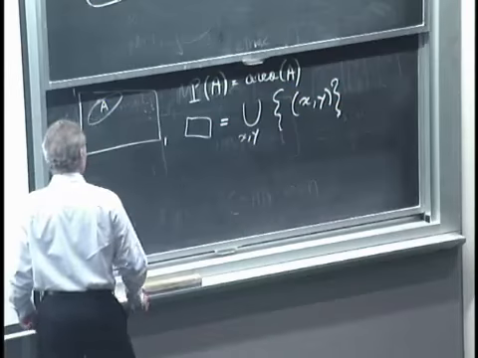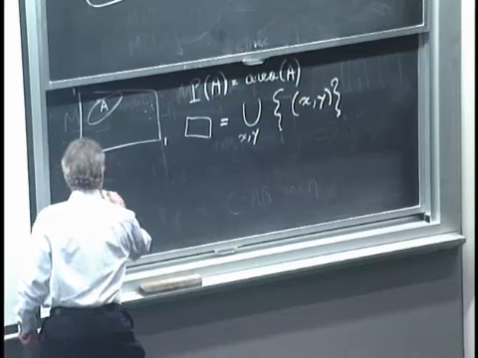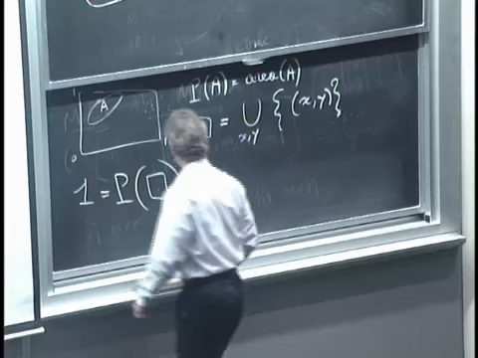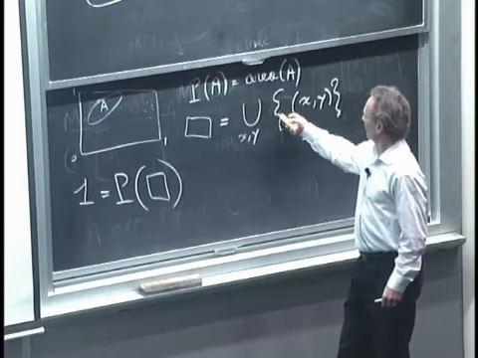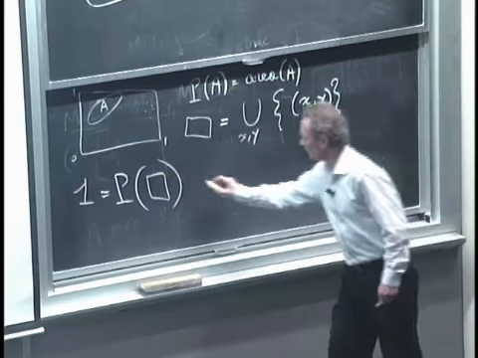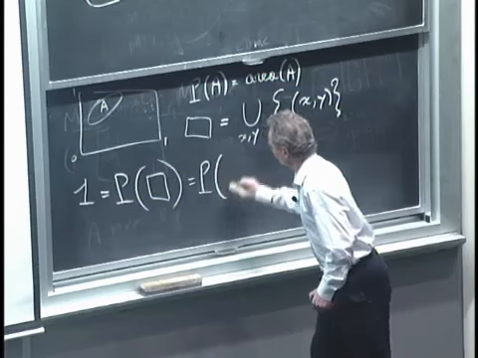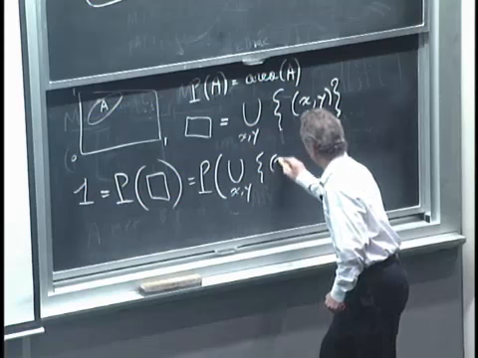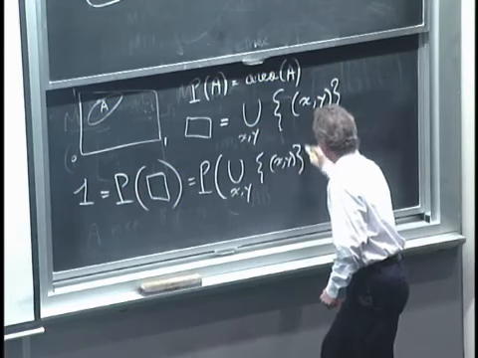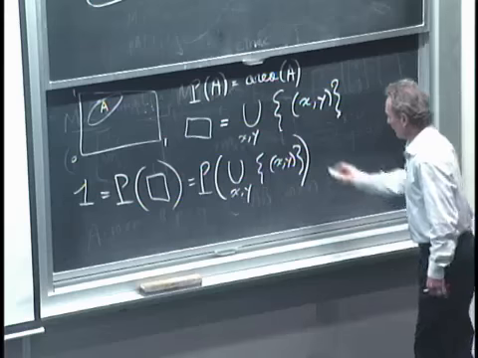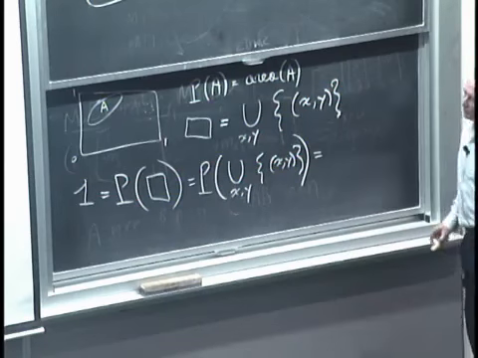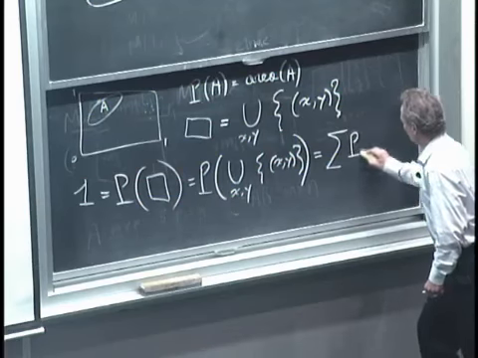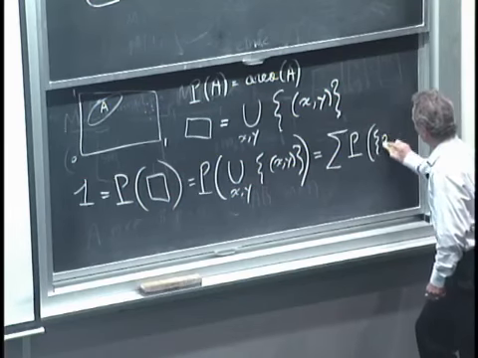And now let's do a calculation. One is the probability of our overall sample space, which is the unit square. Now, the unit square is the union of these things, which, according to our additivity axiom, is the sum of the probabilities of all these one-element sets.